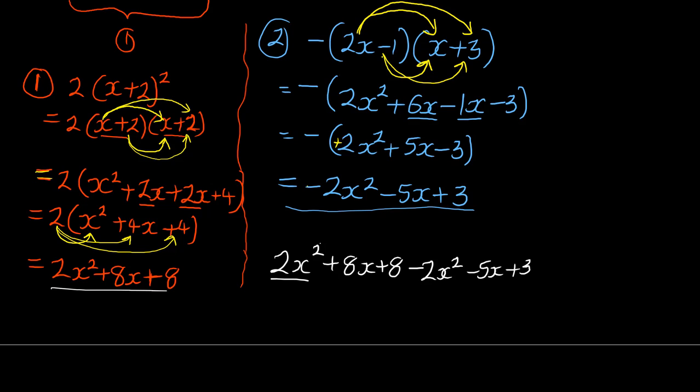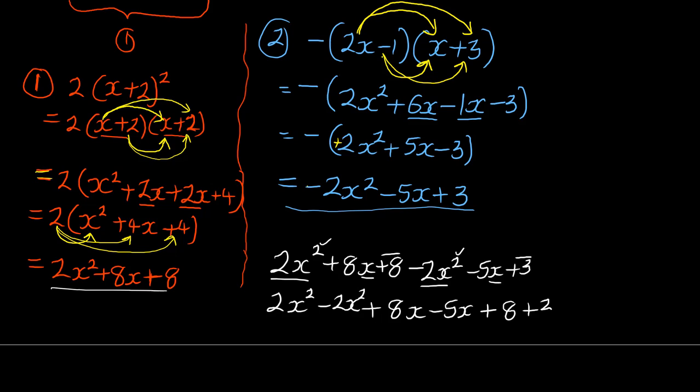Look at the powers of x squared, bring them together. You have got 2x squared minus 2x squared. So far so good. And then again, focus on x and x, which is plus 8x minus 5x. These are similar. And then focus on the numbers. You have got the 8 and you have got the 3, which is plus 8 and plus 3.